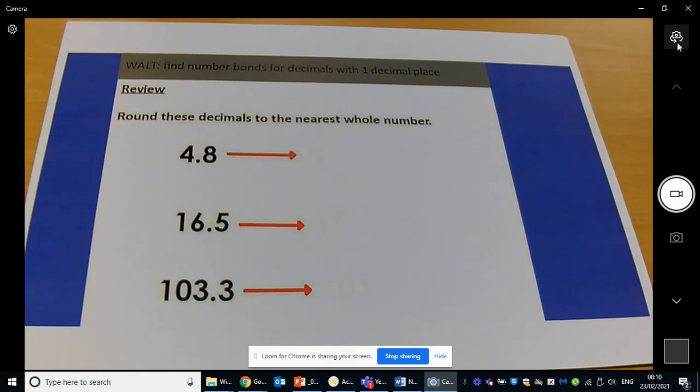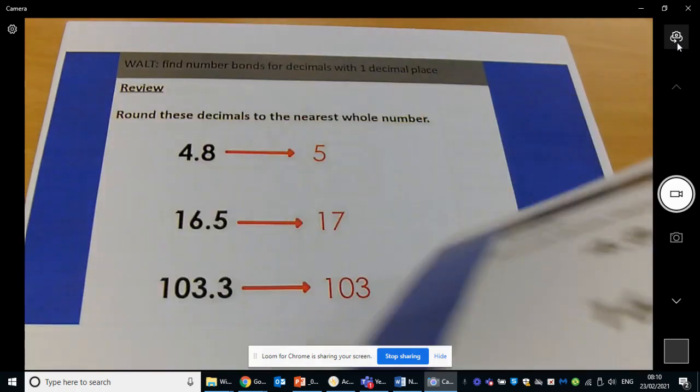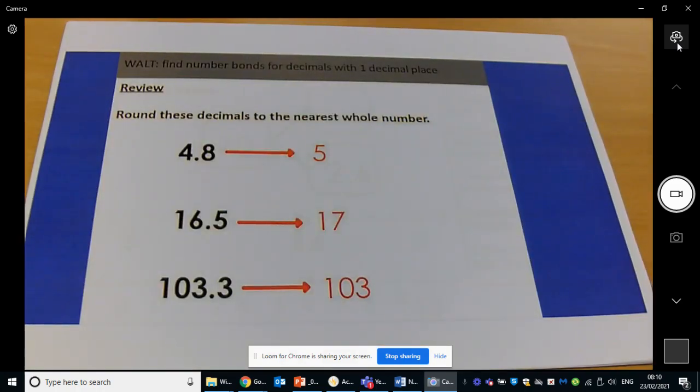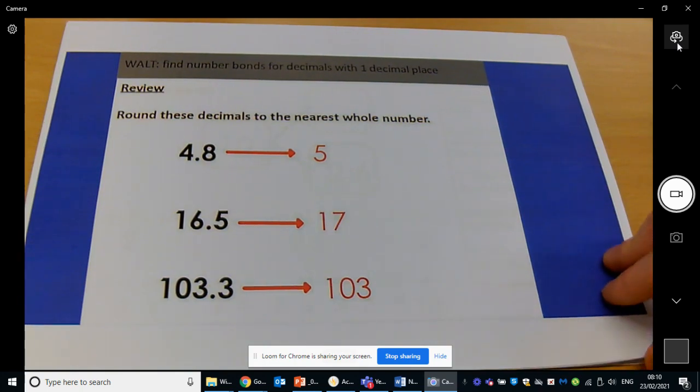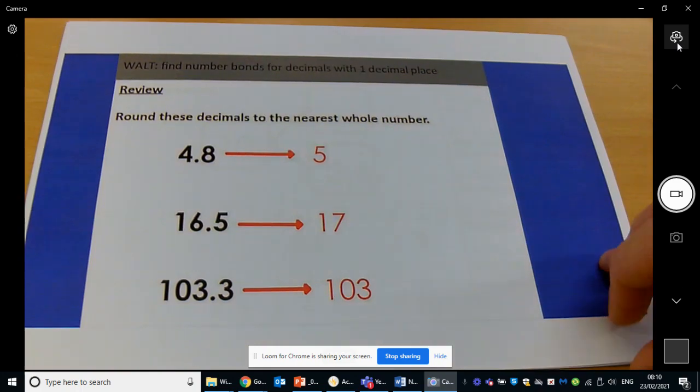So, just a quick review of yesterday's learning, where you were rounding decimals to the nearest whole number. What's a whole number again? A whole number is a number that doesn't have a decimal or has nothing after the decimal point. So, can you round these numbers to the nearest whole number? Off you go. Right, and let's have a look at the answers. So 4.8 rounds to 5, 16.5 rounds to 17, and 103.3 rounds to 103.